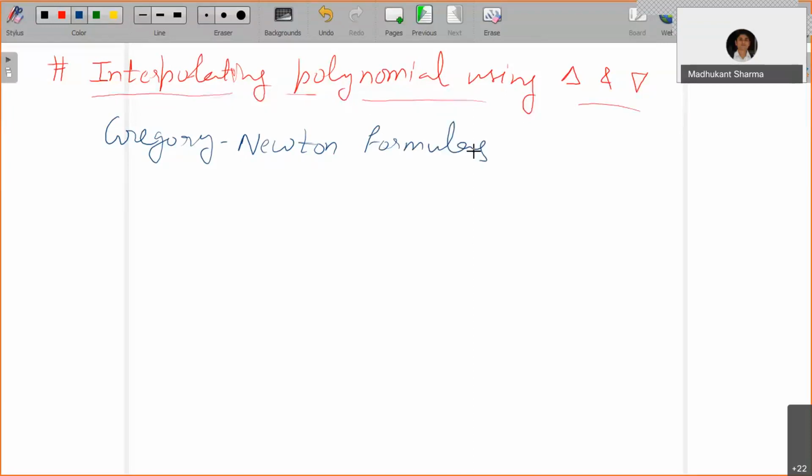Or simply Newton's formula. Okay, so let's write the forward interpolation formula. When you have equispaced data, the things will be simplified. Okay, in the simplified form, the forward interpolation formula.